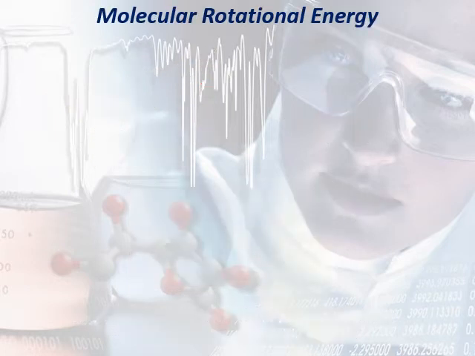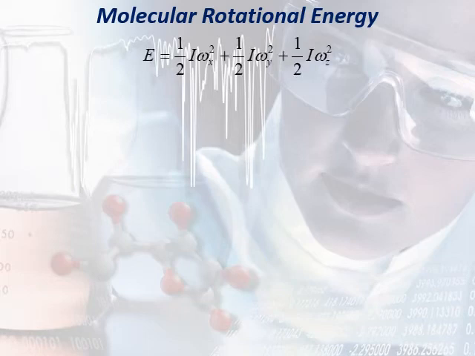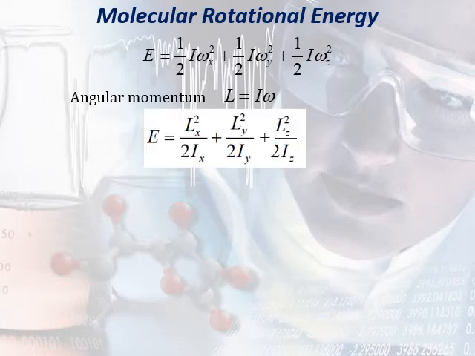In order to understand the transition between rotational states, we first have to know about the possible rotational states in the molecules. Considering the three-dimensional degrees of freedom, the classical rotational energy can be written in terms of moment of inertia and the angular frequency of rotation. The angular momentum of the molecule can be written as L equals I omega. We can also write the energy of the molecule in terms of angular momentum and moment of inertia.